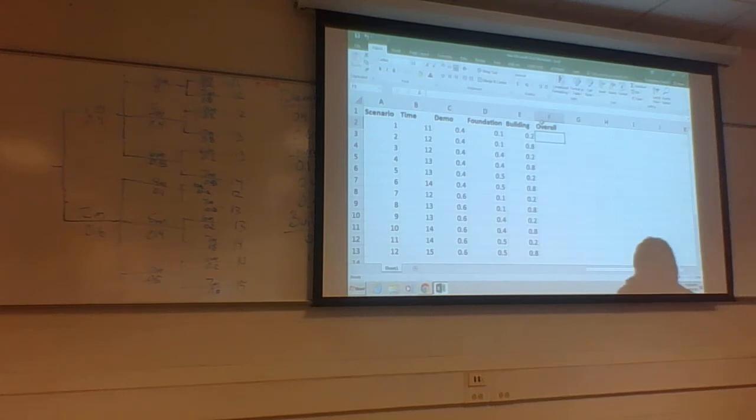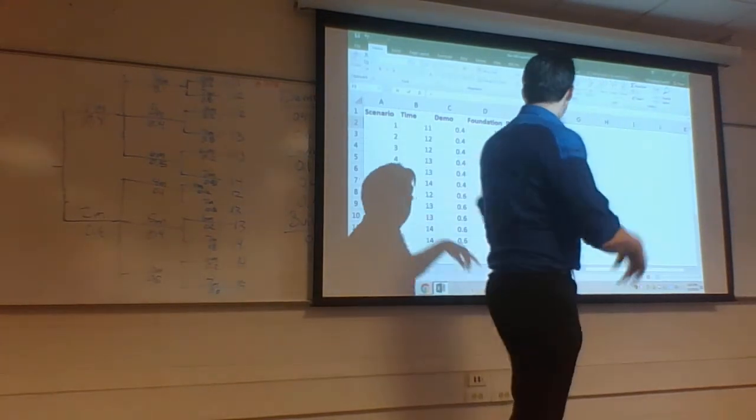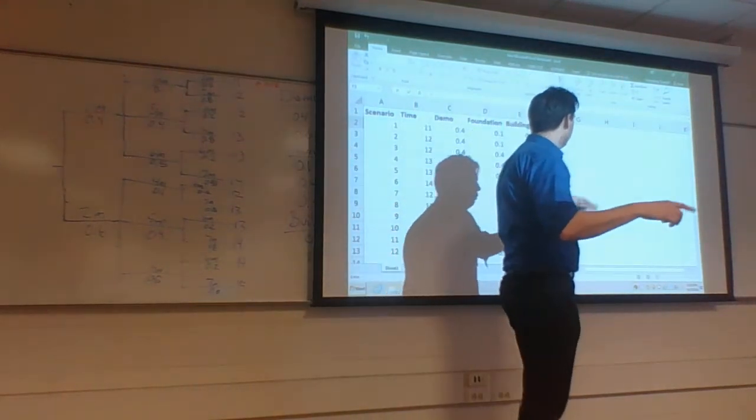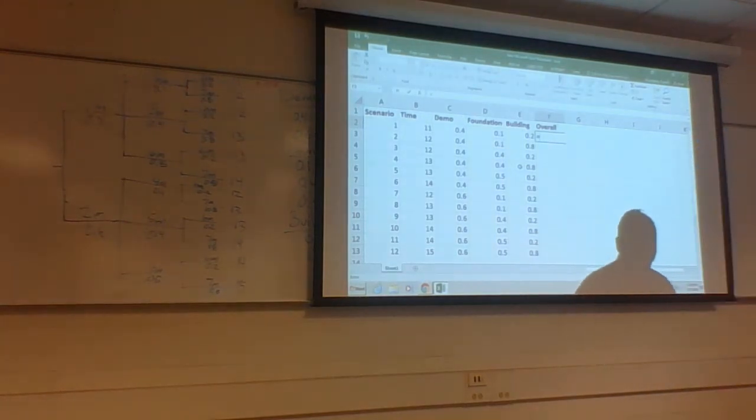Now, how do we figure out the probability for each scenario? There's two ways to do it. Or, imagine if you had not three different factors, but like 12 different factors. Are you going to type C1 times D1 times E1 times F1 times G1 times H1 times I1? Is there a faster way to do this? I'm not saying that what CJ says is wrong, it's acceptable, but I just want to show you another way to do it.